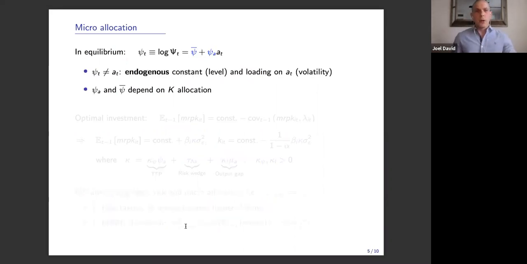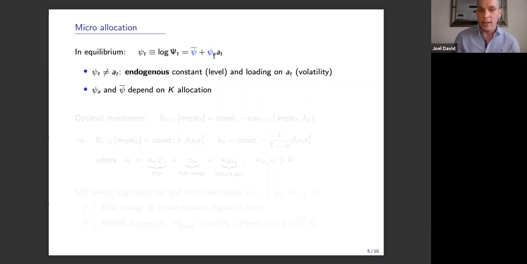So the first thing we're going to do here is try to characterize the micro allocation. And then next I'm going to build back up to characterize aggregate TFP. But to do this, we're going to use the fact that in equilibrium, TFP takes the following form. It's an affine function of the exogenous shock A_t. It has an endogenous constant level term, what I'll call psi bar, and it's got a loading on A_t, what I'll call psi A.